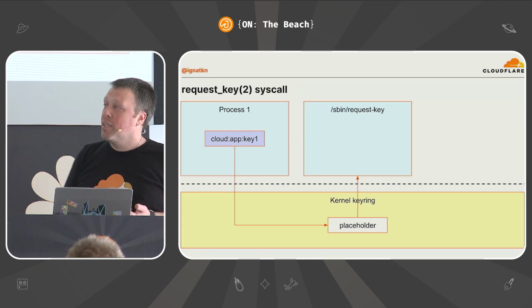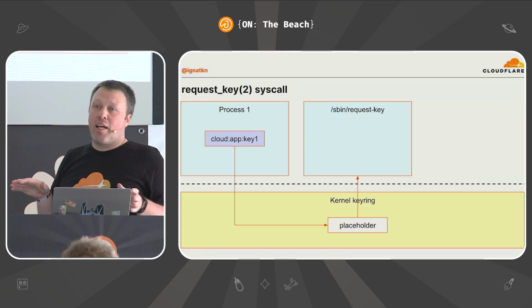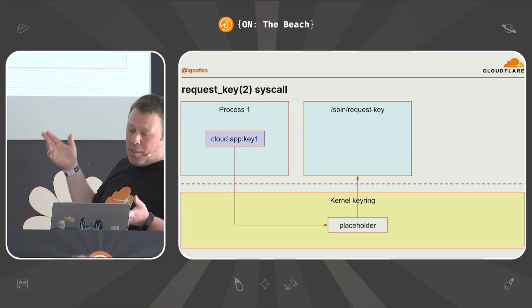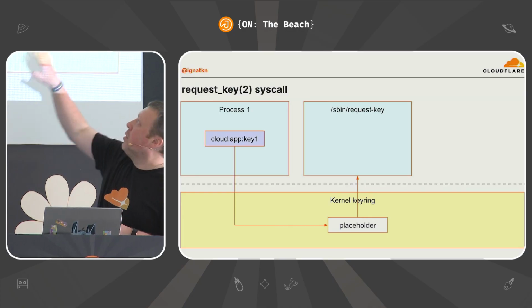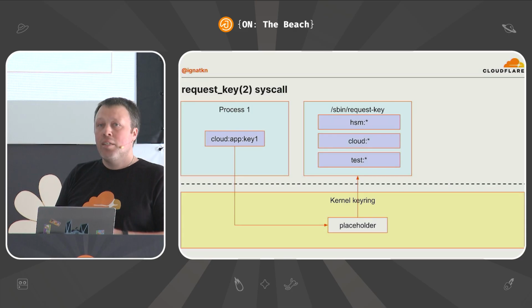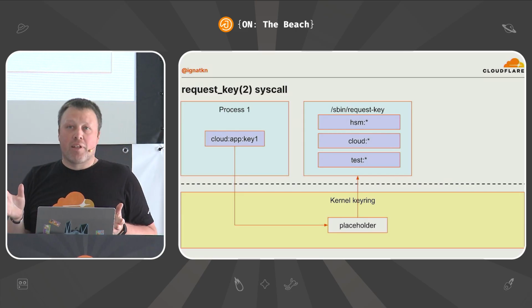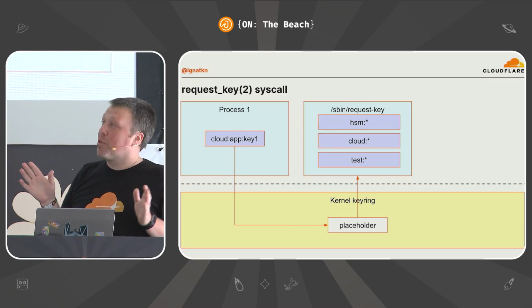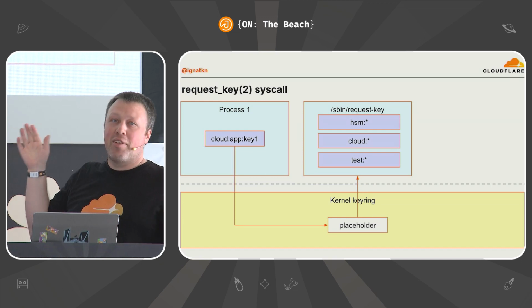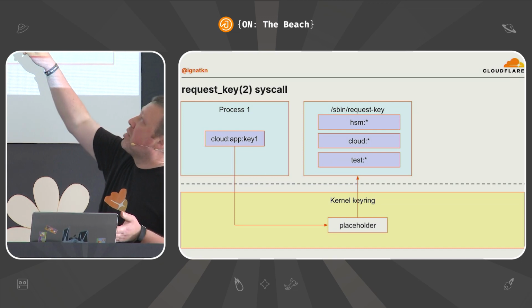So it spawns a specifically designed process called request-key, and this system is actually modular, so you can write plugins for it in any programming language. It doesn't have to be in C. You can write it in Go, Java, even Bash, which service different paths.